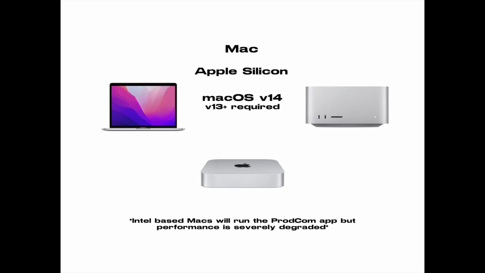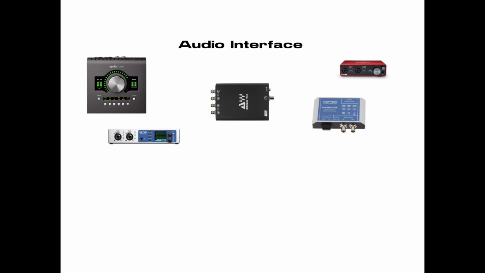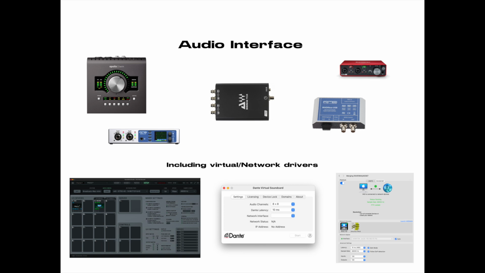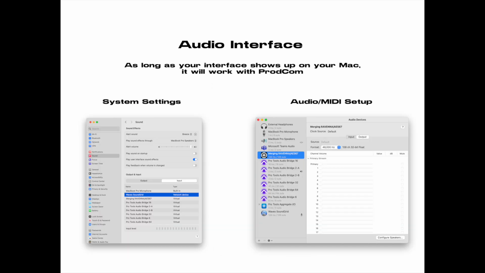component of ProdCom. Getting audio into ProdCom is really straightforward. When you connect any Mac-supported audio interface, it'll show up instantly and be available to use as a device in ProdCom. This also includes network drivers like SoundGrid, Dante Virtual Soundcard, Merging virtual audio driver, and even virtual interfaces like Loopback and Pro Tools Audio Bridge. So the takeaway is that as long as your interface shows up on your Mac, it's going to work in ProdCom.